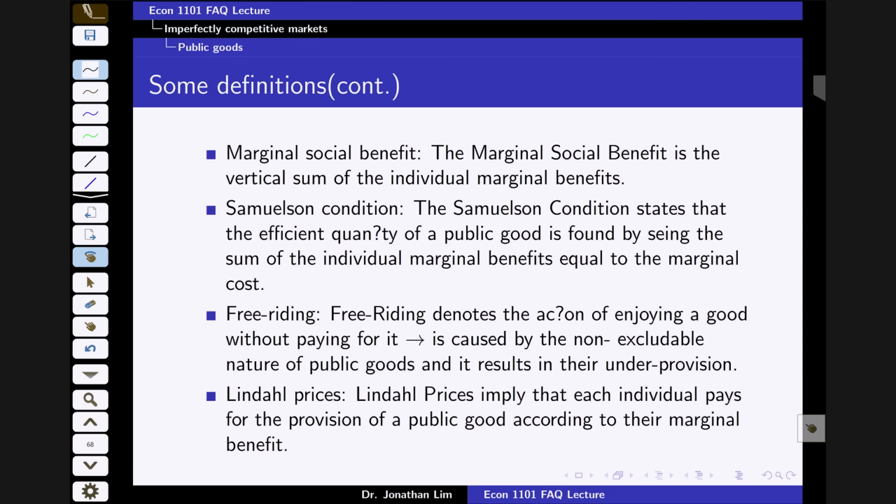So from that, we talked about the marginal social benefit, which is, in effect, the actual benefit of each of the individuals from consuming that one unit, and that's why you vertically sum all of the demand curves. And then we had the Samuelson condition, which states that the efficient quantity is found by summing the individual private benefits to equal the marginal cost, okay? So free riding was what would always occur because of the non-rivalrous and non-excludable nature of it. And because of that, people tended to free ride, and hence that would lead to under provision.